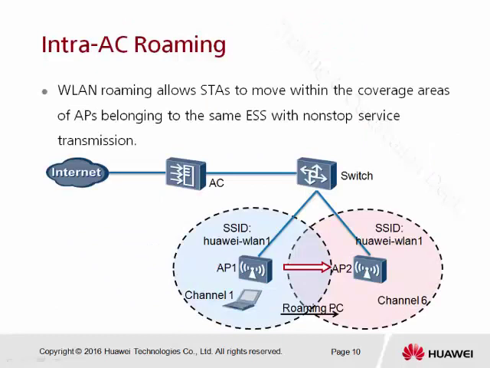So here is intra-AC roaming. Roaming allows the STA to move within the coverage area of multiple APs belonging to the same ESS, extended service set, with non-stop service transmission. In order to perform the roaming, you need to make sure both APs share the same ESS.